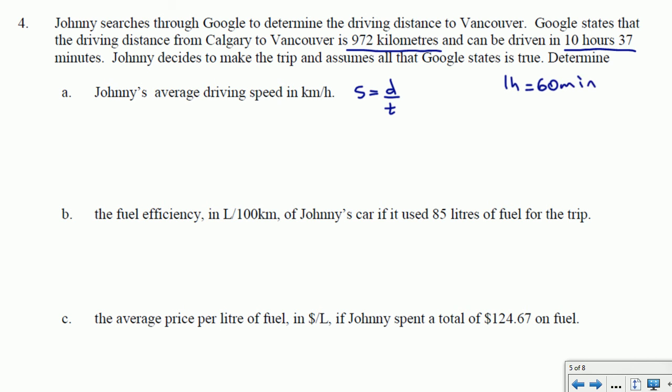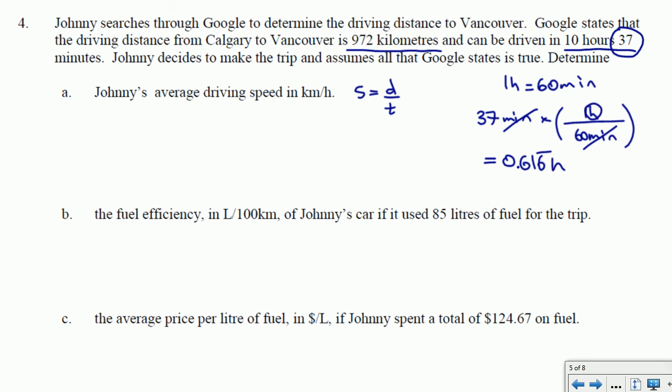So in order to determine the equivalent time this works out to in hours, we need to divide that number by 60. So 37 minutes times 1 hour per 60 minutes gives us a time of 0.616 repeating hours, because minutes cancel and we're left with hours. So 10 hours 37 minutes would represent 10.616 repeating hours, and not 10.37 hours. And now we can figure out the speed. So speed is 972 kilometers divided by 10.616 repeating hours. And if we do 972 divided by 10.616, we get 91.55 kilometers per hour.